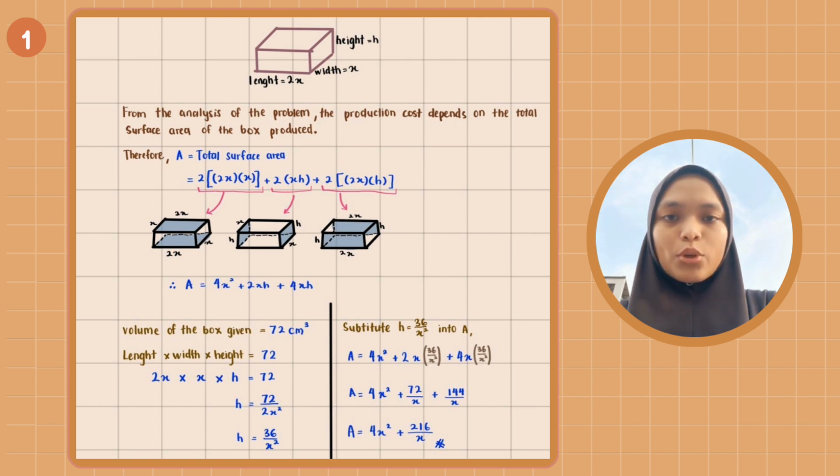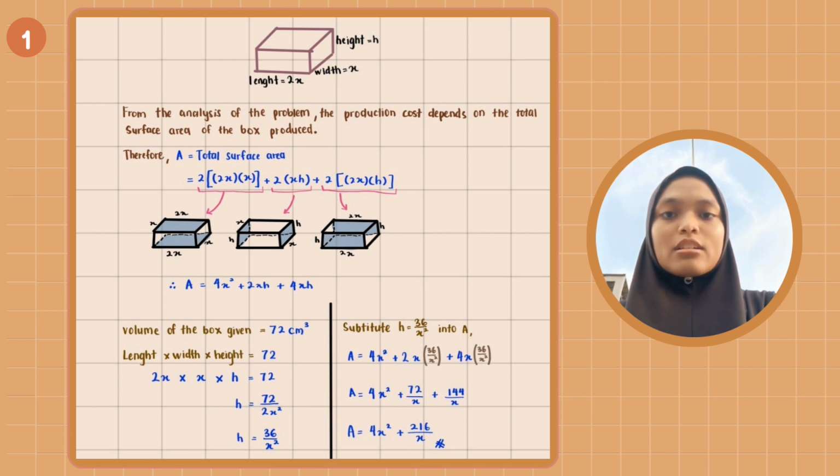Let's answer the first question. First, we draw a box and label each part: height h, width x, and length 2x since it is twice its width. From the analysis of the problem, the production cost depends on the total surface area of the box produced. Therefore, A is equal to the total surface area. To make it simpler, we will find the area of the surfaces that face each other since both will have the same value. You can refer to the 3D box drawing on the slide for a better understanding.